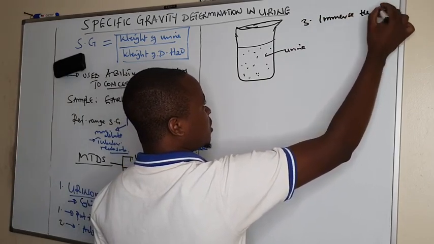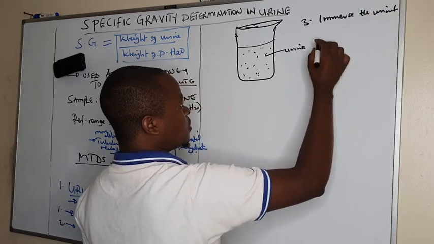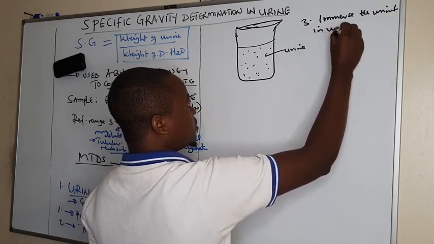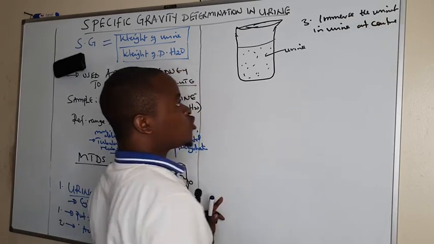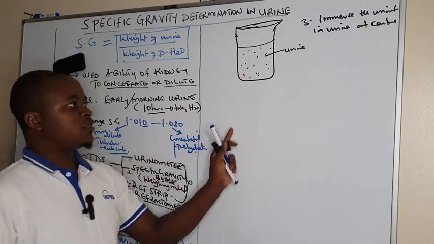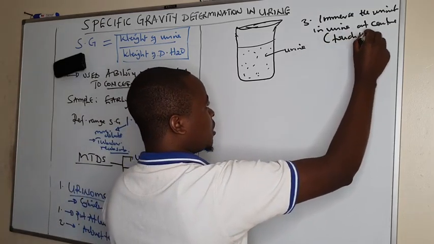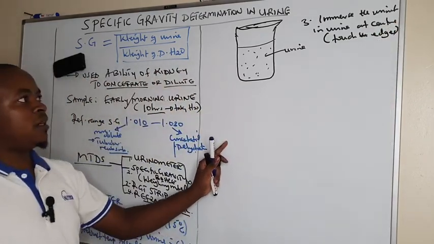Immerse the urinometer in the urine at the center. It should be immersed at the center without touching the edges. You avoid it touching the edges of the measuring cylinder.